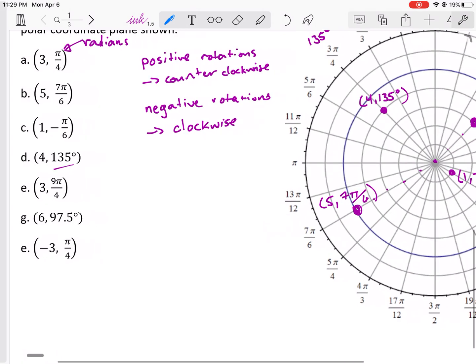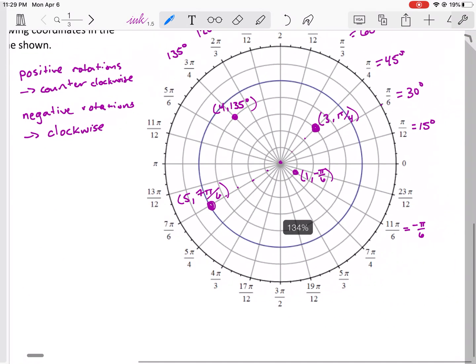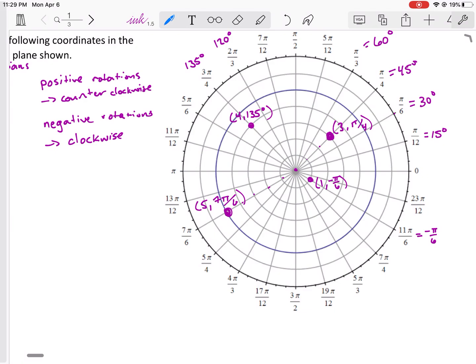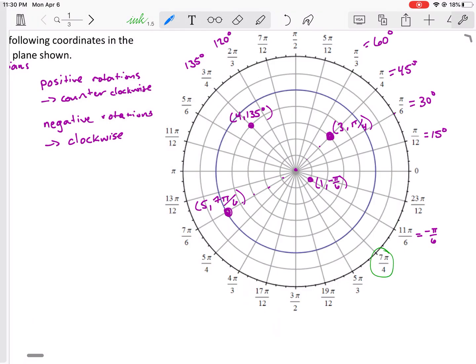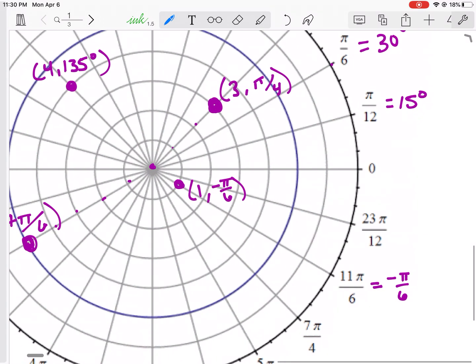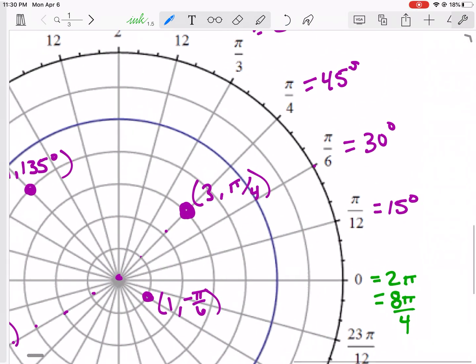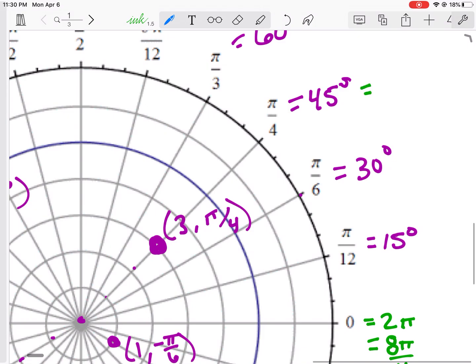For E, we have 3 comma 9 pi over 4. Fortunately, I don't see 9 pi over 4 here. However, if I were to keep going, this was 7 pi over 4. Hey, this happens to be the same thing as 2 pi, which we also know is 8 pi over 4. This is 7 pi over 4. 8 pi over 4 is next. Continue counting around. This should actually end up being 9 pi over 4.